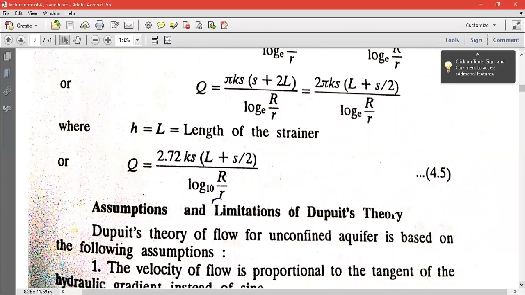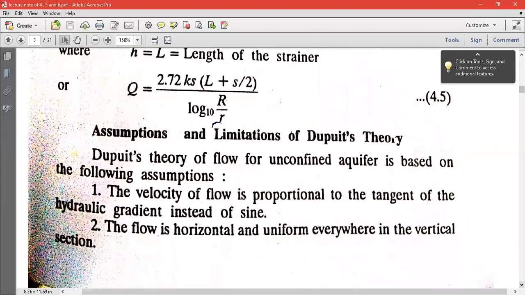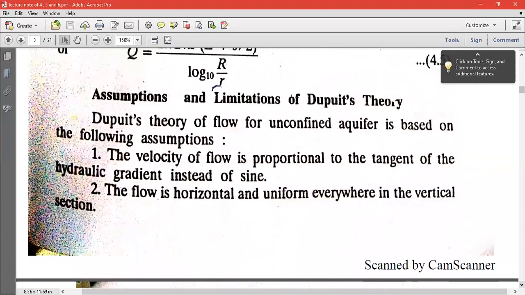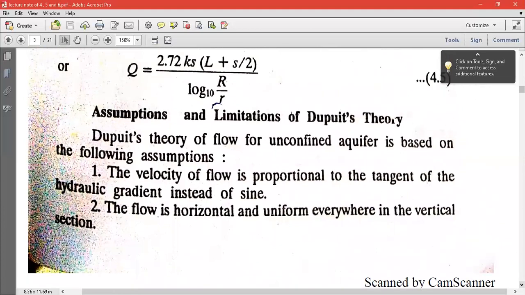Now there are the assumptions and limitations of the Dupuit theory. Whenever we are deducing any derivation, any mathematical formulation, there are always some assumptions, because these assumptions will help us to arrive at the final formulation. So what are the assumptions? Dupuit's theory in the unconfined aquifer is based on the following assumptions. We have seen that the velocity of flow is proportional to the tangent of the hydraulic gradient.